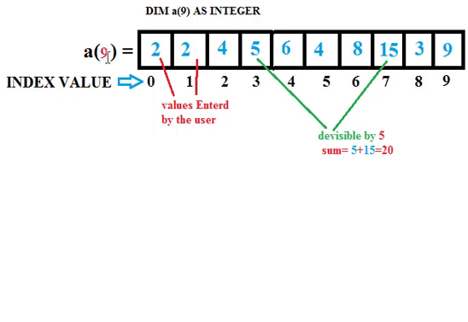In the array I entered these values, and once the values are entered, I have started a second loop and check each index value, to see if these values are divisible by 5. Then we sum these values and store them into a variable. Here you can see I have written 5 and 15, which are divisible by 5, and the sum of 5 and 15 is equal to 20.